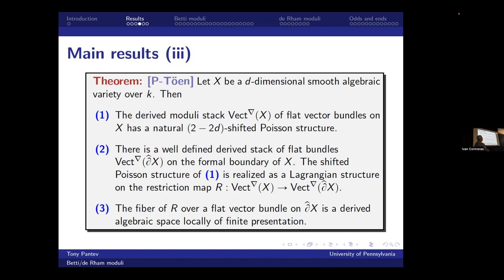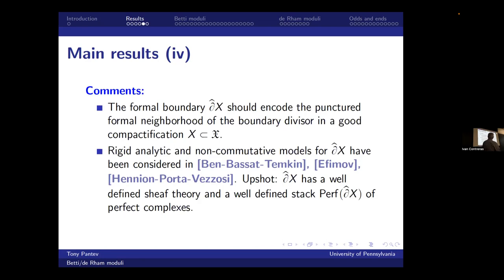So that quasi thing is a bit of an annoyance. But in any specific example, you can check that it is the derived algebraic space of locally finite presentation. So this is just the general theory missing some kind of index theorem that would guarantee these guys being nice algebraic guys. Okay, so these are the theorems.